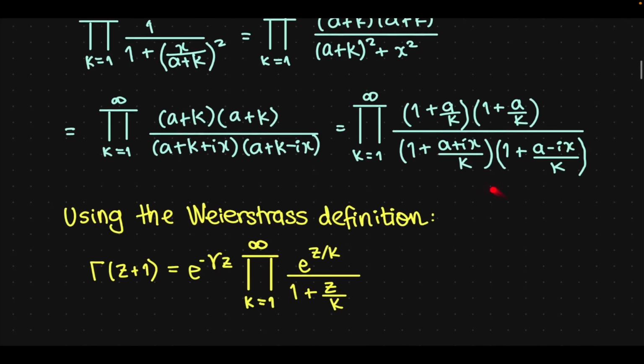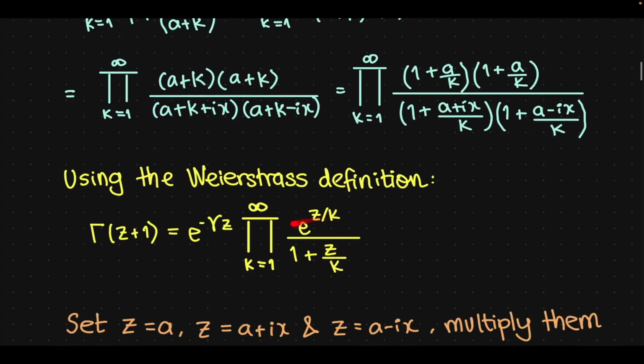Fair enough. Now, to simplify this big ensemble of a product, we're going to use the Weierstrass definition of the gamma function. And again, this is valid as long as the argument inside gamma is not zero or negative, so it should be positive. So gamma of z plus 1 equals e to the minus gamma z, product k equals 1 to infinity, e to the z over k divided by 1 plus z over k.